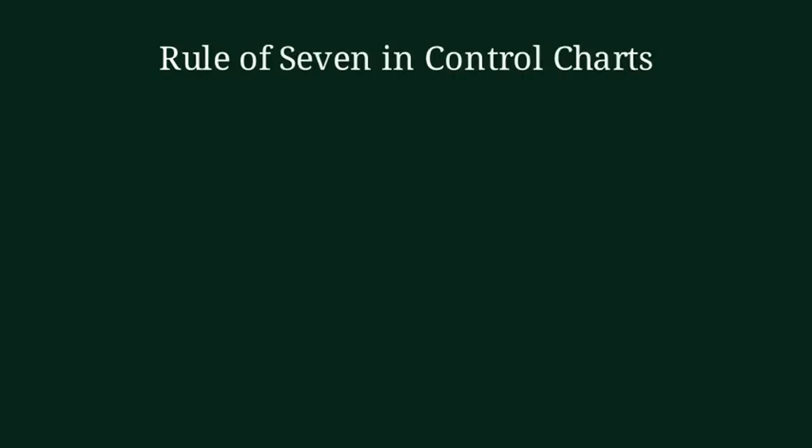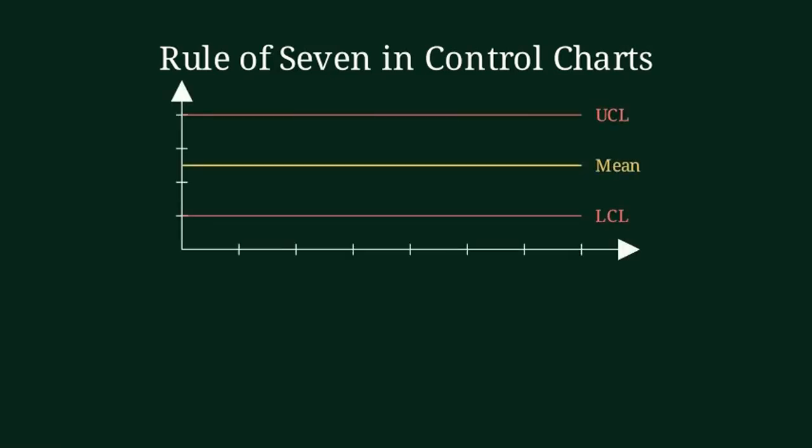In this video, we will learn the rule of 7 in control charts and why it helps us spot a process that is out of statistical control. A control chart has a center line, called the mean, plus an upper and lower control limit. Even if every point is inside the limits, the pattern can still be suspicious. Let's go to the control chart first.